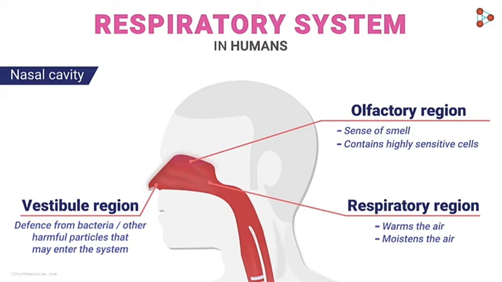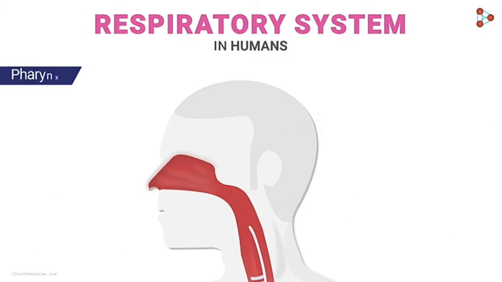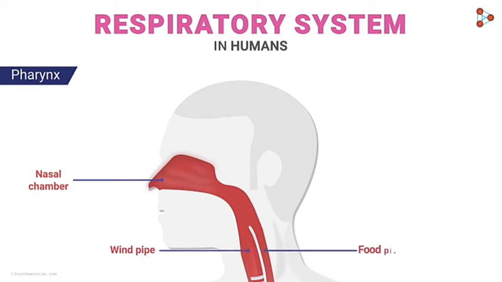Post the nasal chamber comes the next part called the pharynx. This is like a common connection between the respiratory and the digestive tract. And why do we say so? Well, as you can see here, this acts like a common passage between the nasal chamber on the top and the windpipe and the food pipe just lying below it.